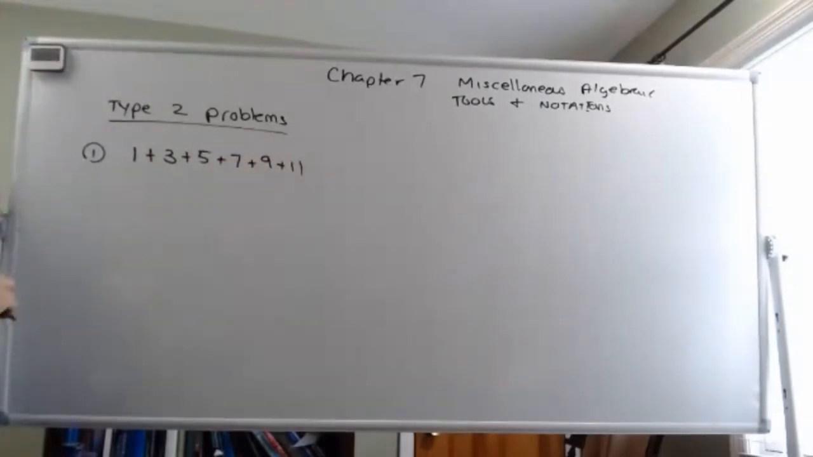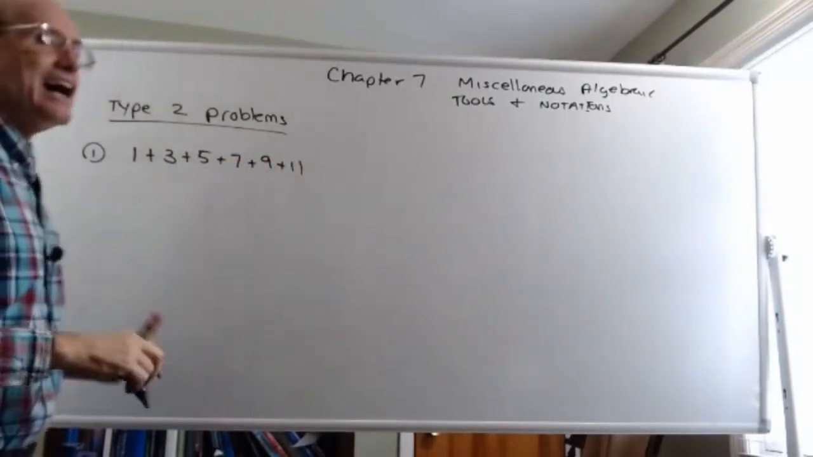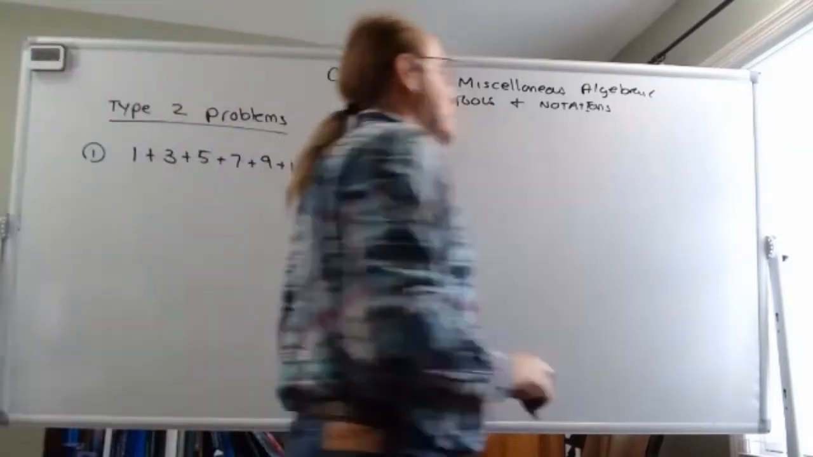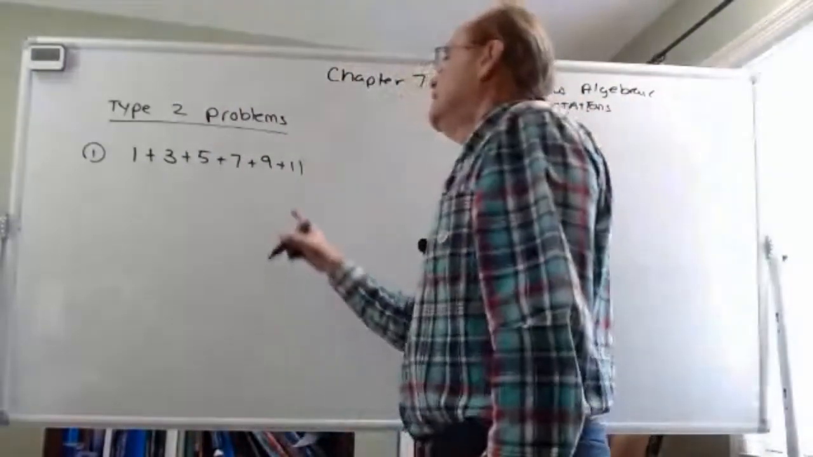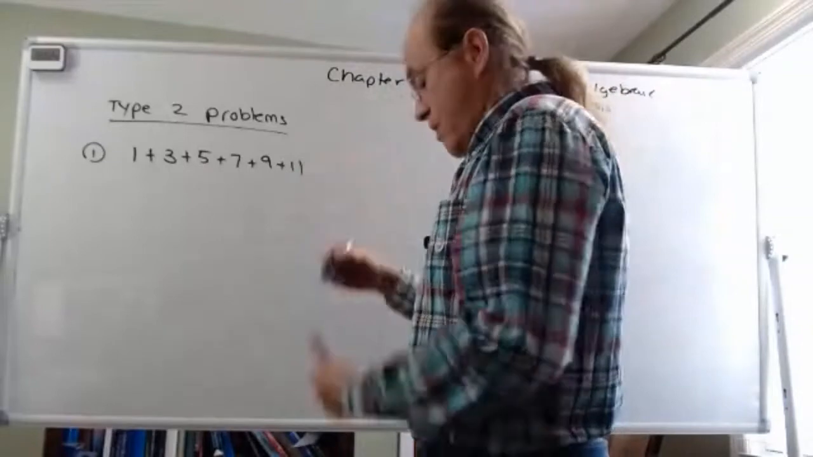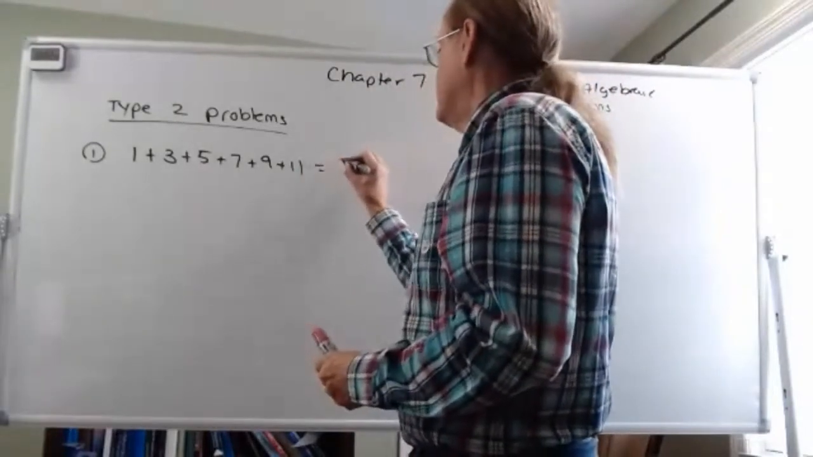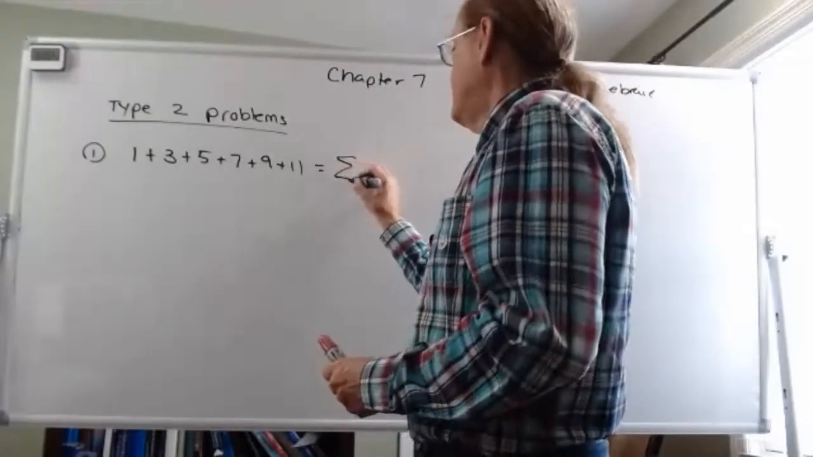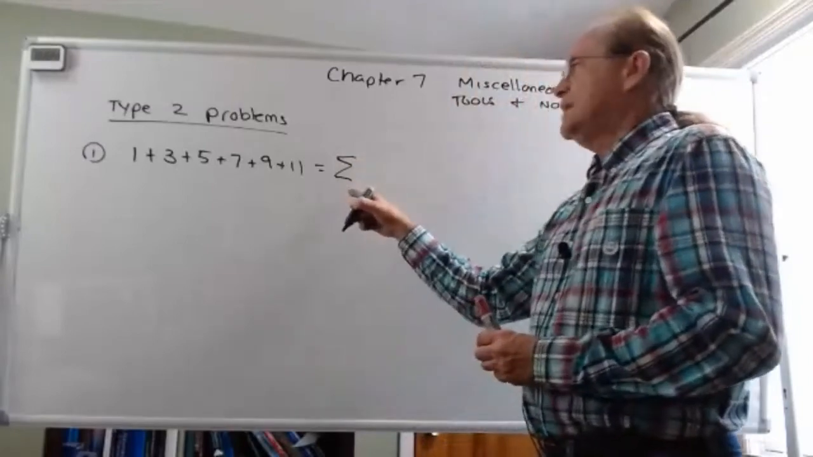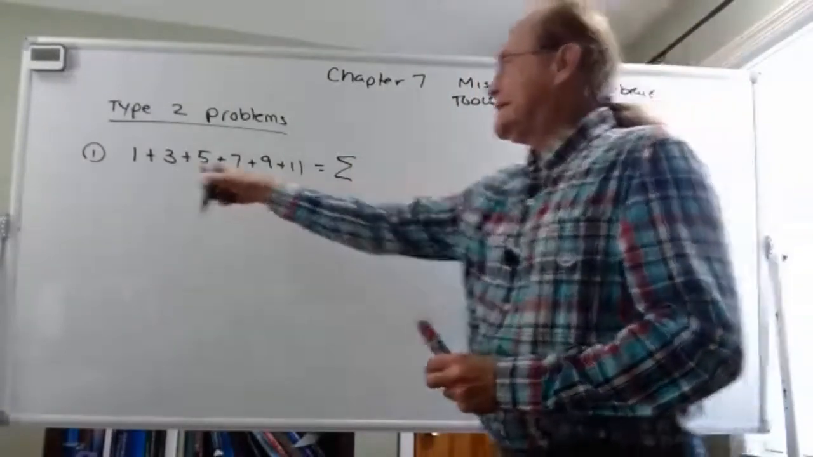So I'm summing the first, in this case, 6 odd numbers. How would I write that? Okay. I'm going to start by writing my summation. Now, i has to, in some way, give me 6 different numbers.